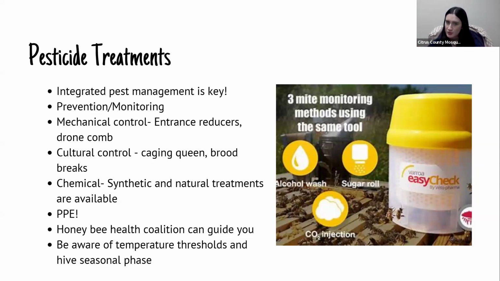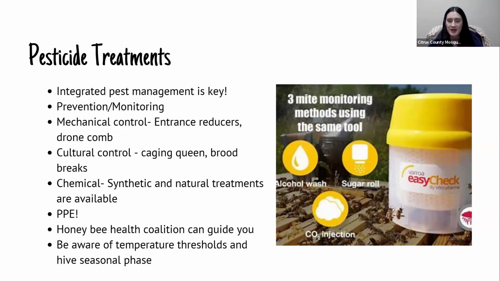There are also cultural controls, such as caging your queen, keeping her from laying eggs, and giving your entire hive a brood break, so no eggs and no hatching brood. Because the varroa mite develops under the cells with the developing brood, there's nowhere for them to reproduce and live, so you get rid of mites that way.